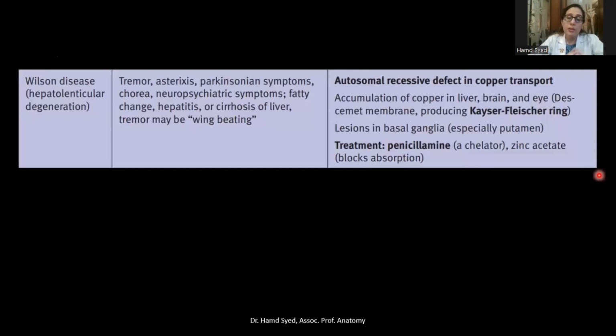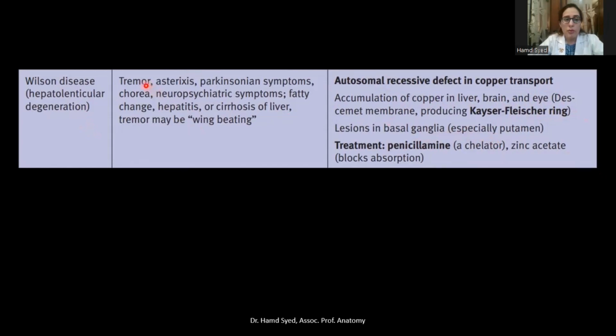Another disease to be considered when we talk about basal ganglia is Wilson's disease, also known as hepatolenticular degeneration. In this disease, there is accumulation of copper in the liver, the brain, and the eye. The eye exhibits the Kayser-Fleischer ring, which can be helpful in diagnosing this disease. The lesion in this case is especially within the putamen.